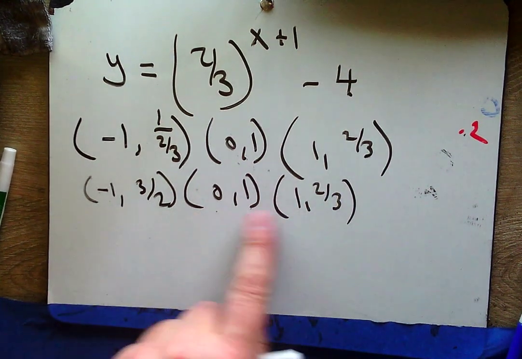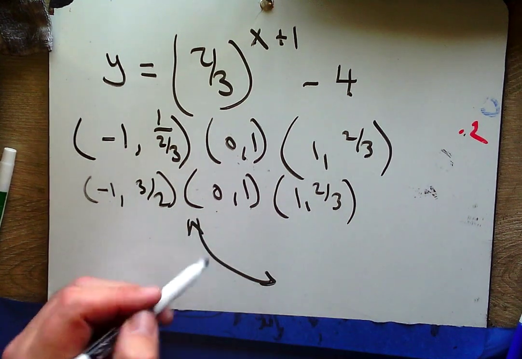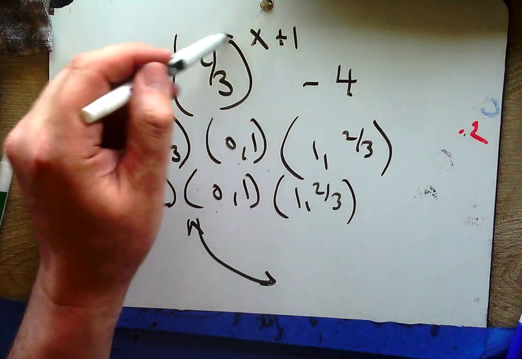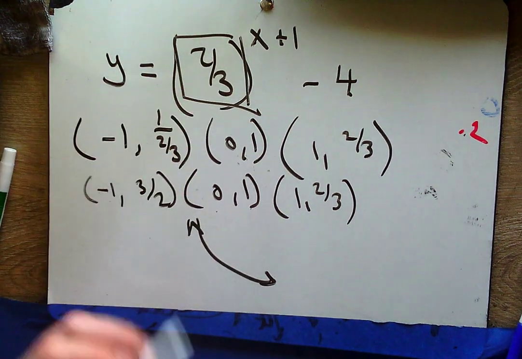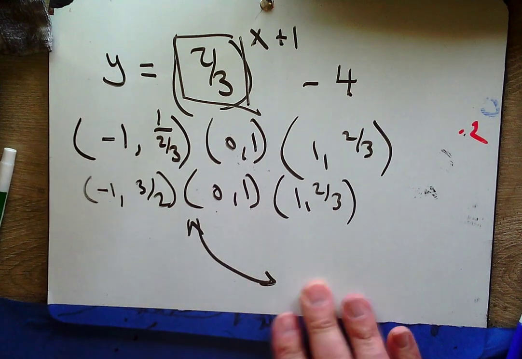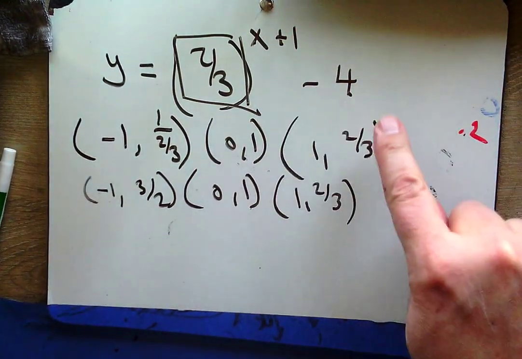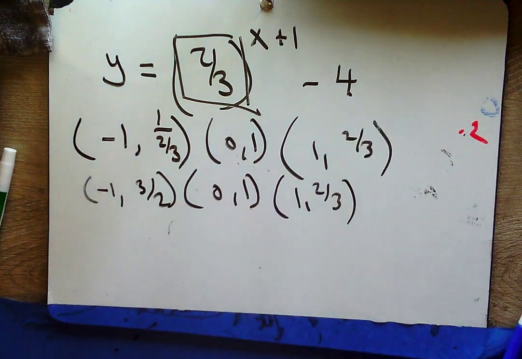I can see the y values getting smaller and smaller, which suggests to me a decay. And we see that here. Because our base is between 0 and 1, we should expect exponential decay. Cool. So this is inside the function. This is outside the function.